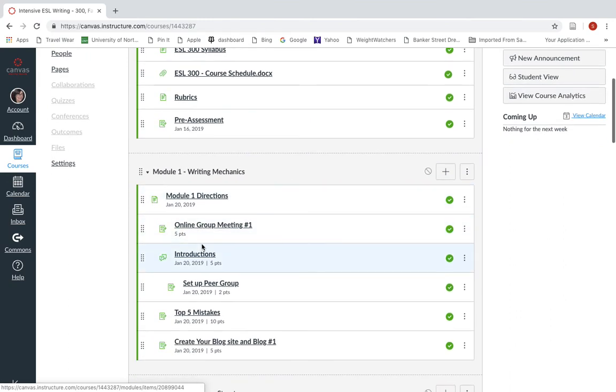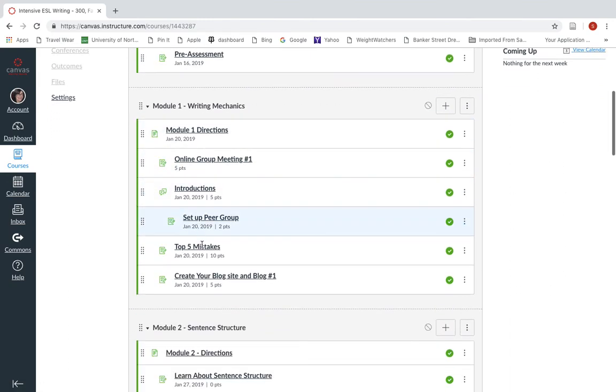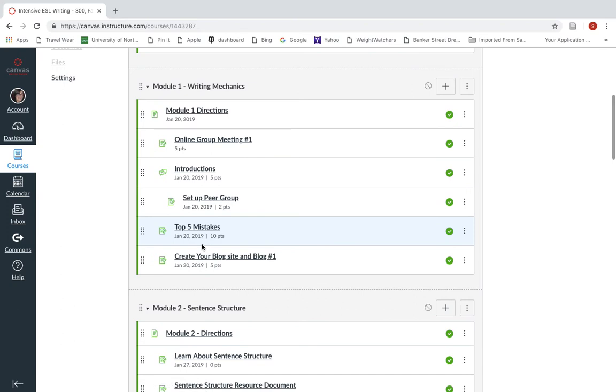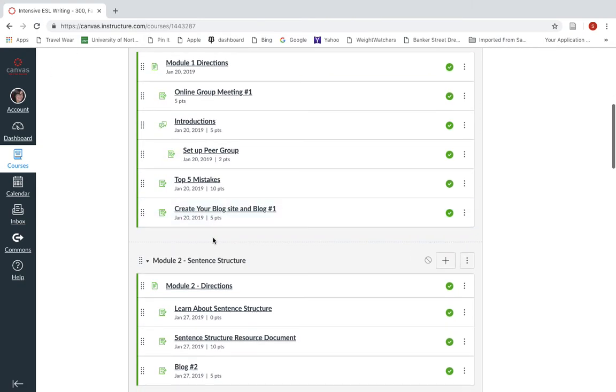Then each module is similar, especially prior to the actual writing activity. So there's kind of a build up to that where they are going through some activities to learn about writing mechanics, some ideas about how to create transitions, sentence structure, that sort of thing.